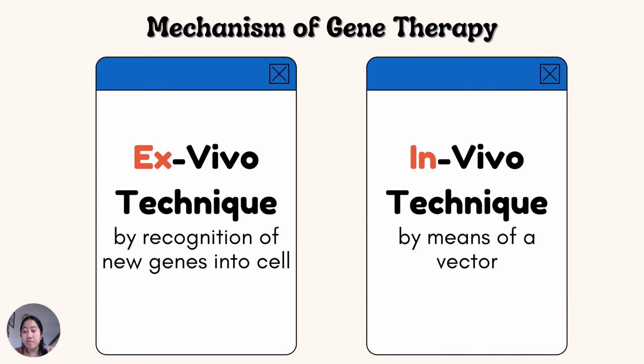The next technique is the in vivo technique, where the new genes will be transferred into the body of the patient by means of a vector. This can be done by using either a systemic infusion of DNA liposome, or a tissue injection of a recombinant virus, or using a biolistic gene gun to implant plasmid DNA into the patient's cells.